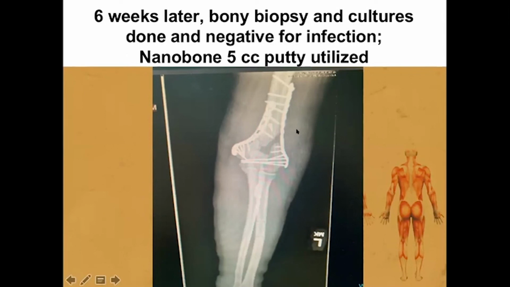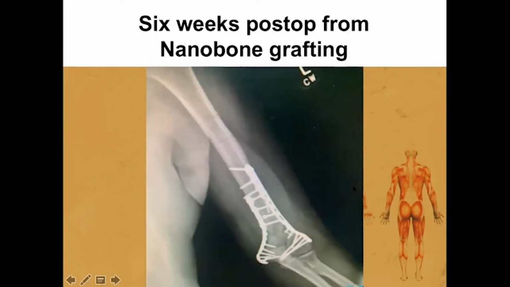But with this defect, again, same protocol, bone biopsies, cultures, as long as those are negative, then we do the bone grafting. With this, we did NanoBone 5 cc's just in that lateral column. And essentially at 6 weeks post-op from his NanoBone bone grafting, you can kind of see the amount of remodeling and consolidation that he has.